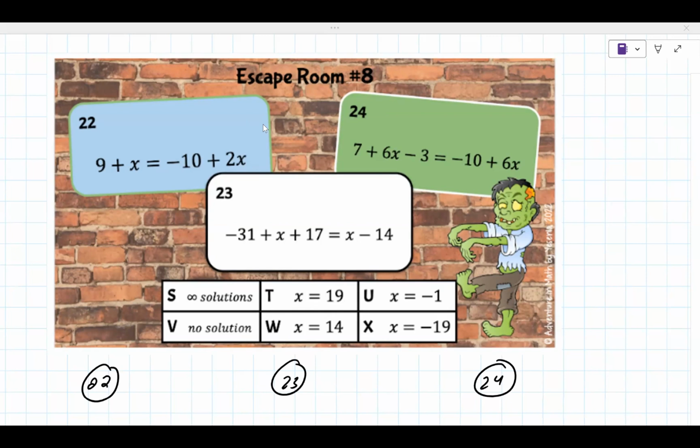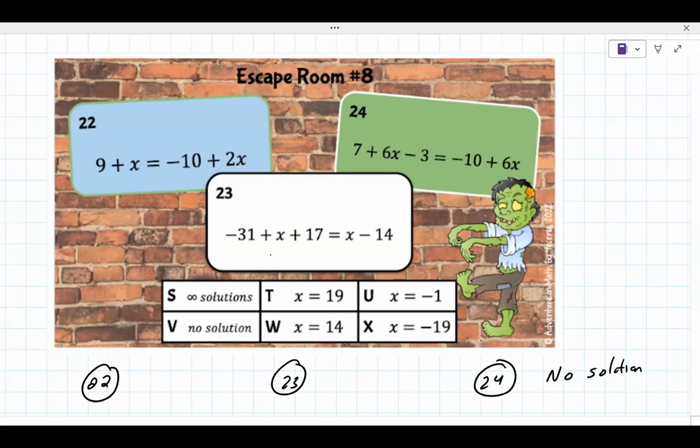So I got that one wrong because when I plugged it into this thing to go to the next escape room, I got it wrong. What did you put for 24? No solution. It does not have any solutions. So maybe I must have messed up on 23. What did you get for 23? No solution as well.